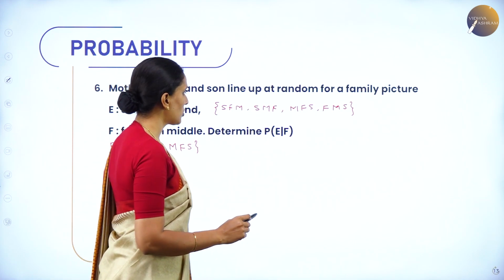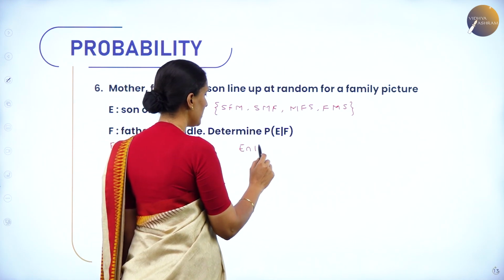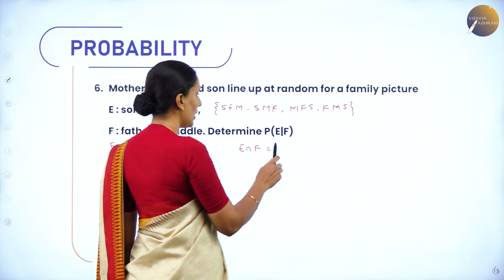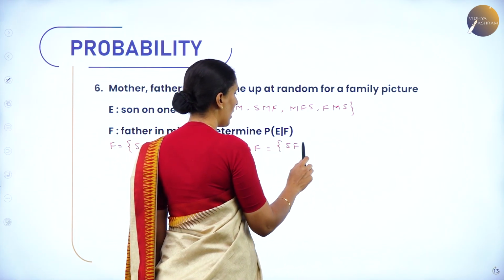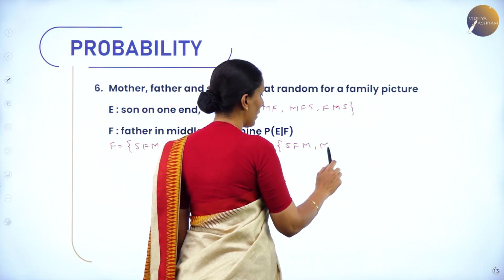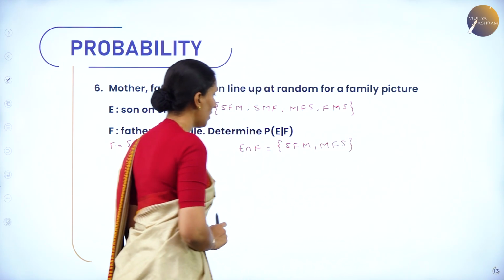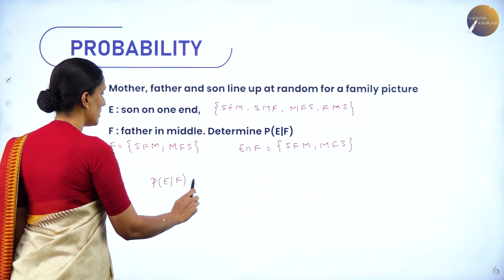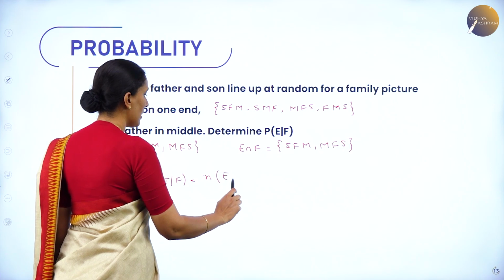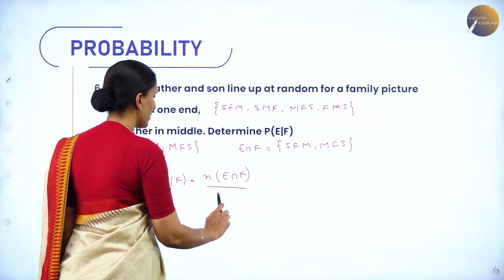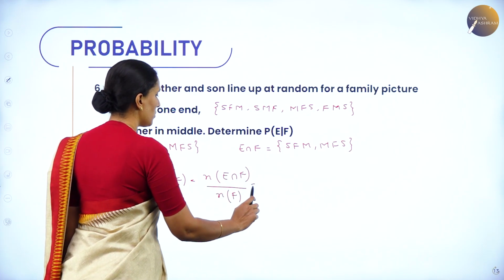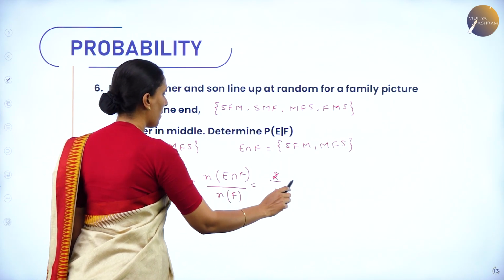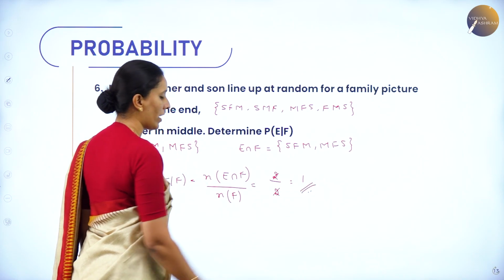Now E intersection F. That means son should be at the corner, father should be in the middle. So the only possibilities are son, father, mother and mother, father, son. Now to calculate probability of E over F, it's enough to write cardinality of E intersection F with respect to F. So clearly we have 2 here and 2 here. Hence the probability value is equal to 1.